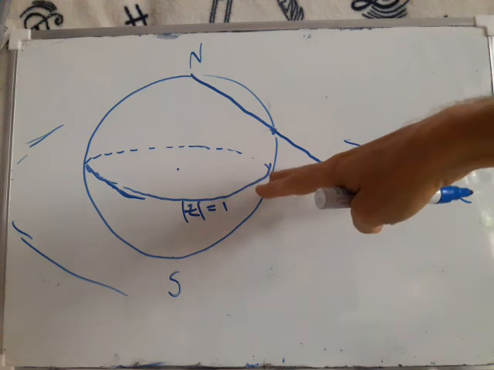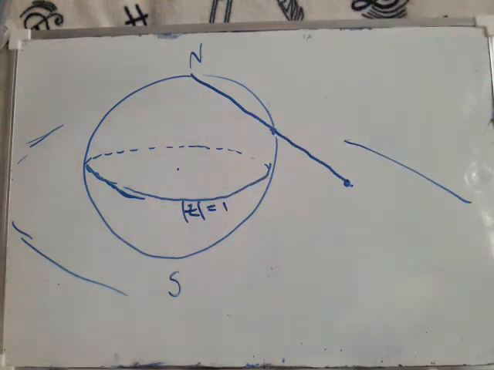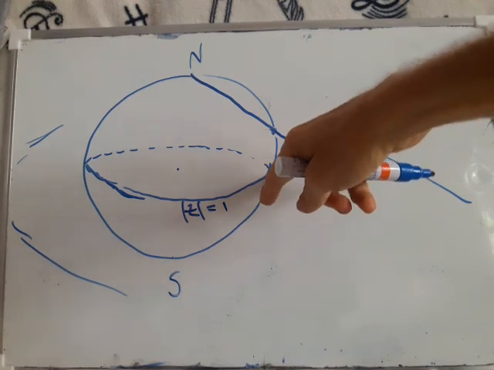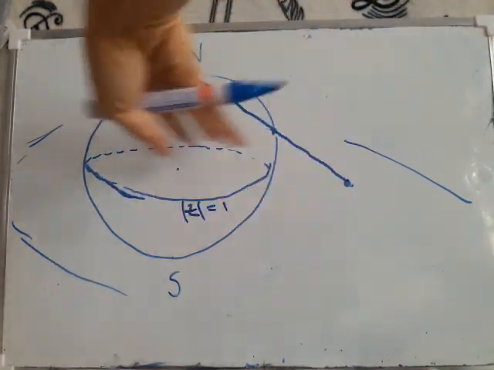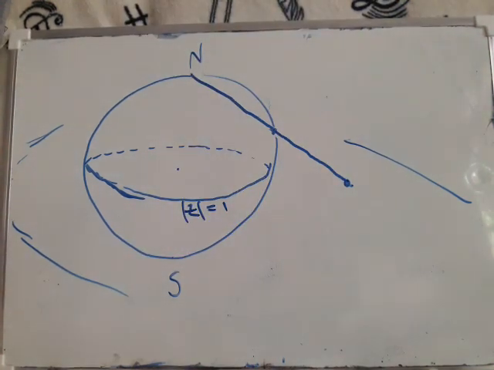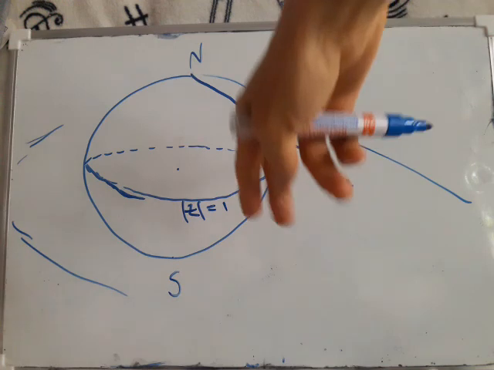People define the Riemann sphere in different ways. I'm going to define it so that the equator of the sphere actually coincides with the line mod z equals 1 in the complex plane itself. Some people put the sphere sitting on the top of the complex plane. I think this is a nicer way of doing it.